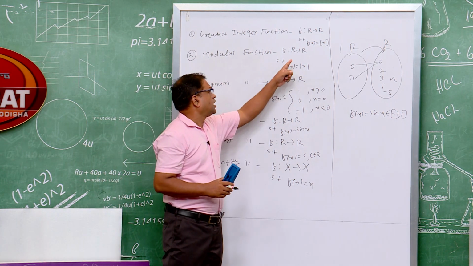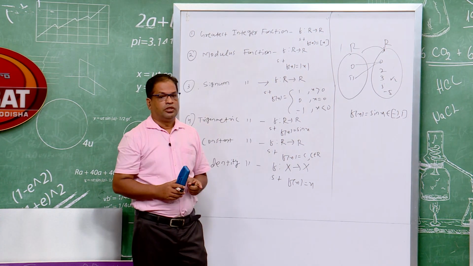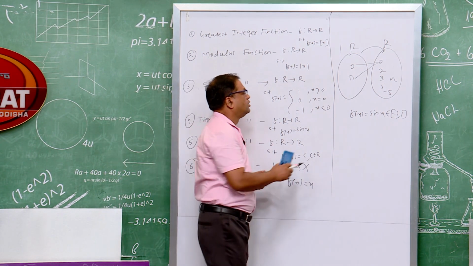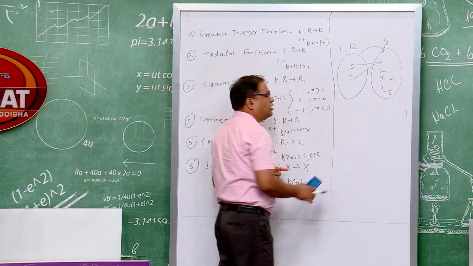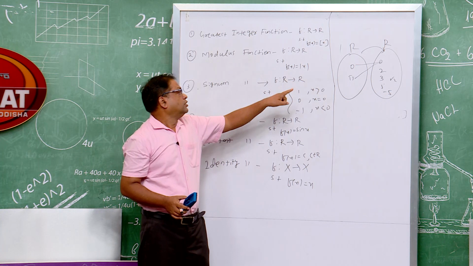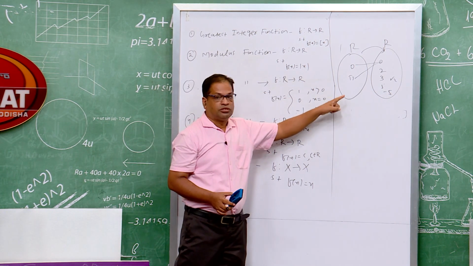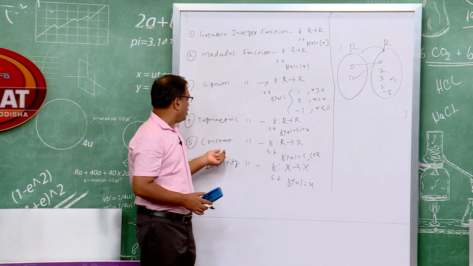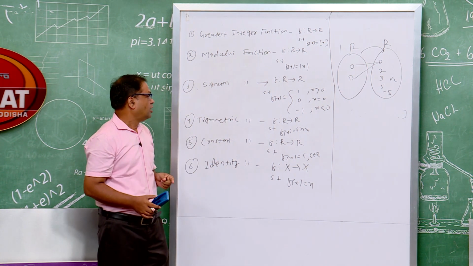But these functions can be made 1-1 onto if we restrict the domain and codomain. When you study inverse trigonometric functions, you will see how sine inverse exists when we restrict the domain and codomain. And the fifth one is the constant function.